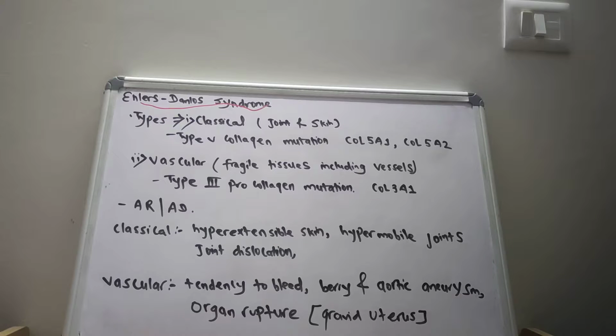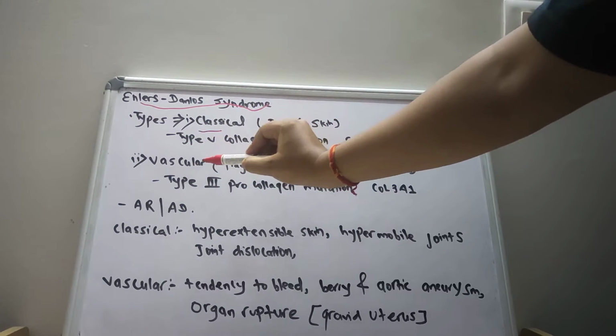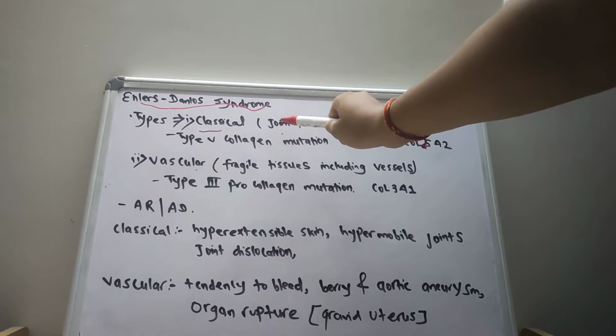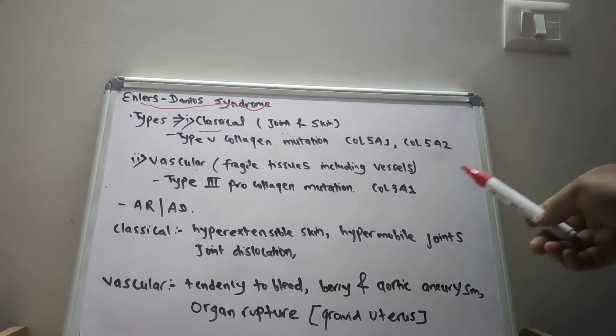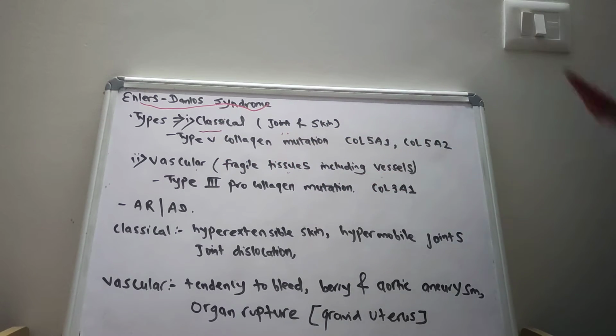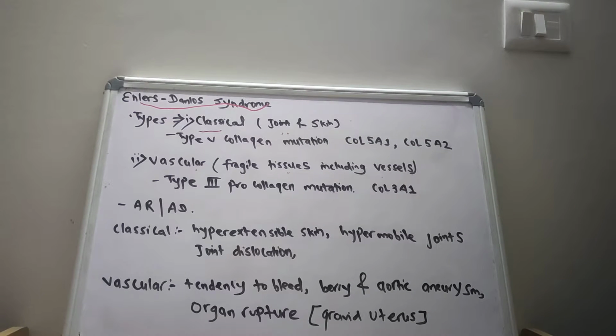In Ehlers-Danlos syndrome, there is faulty collagen synthesis that results in various disorders. There are mainly two types of the syndrome: the classical type and the vascular type. In the classical type, there is manifestation only in the joint and skin, whereas in the vascular type there is manifestation in various tissues, including vessels. Now let us discuss the classical type.